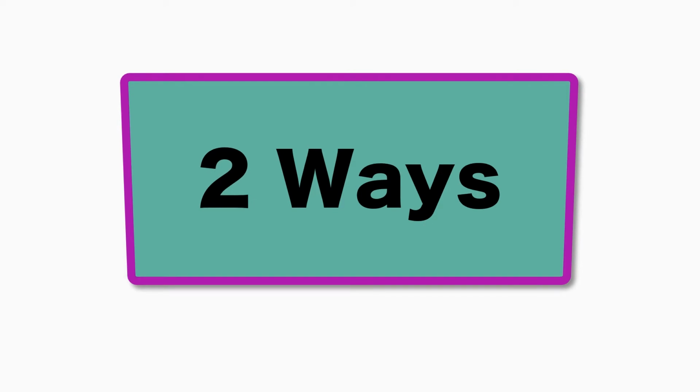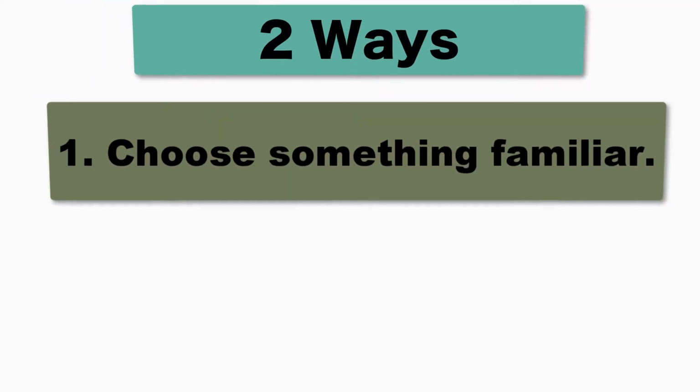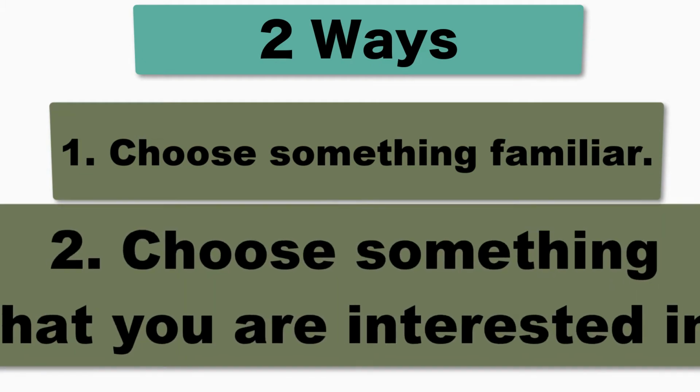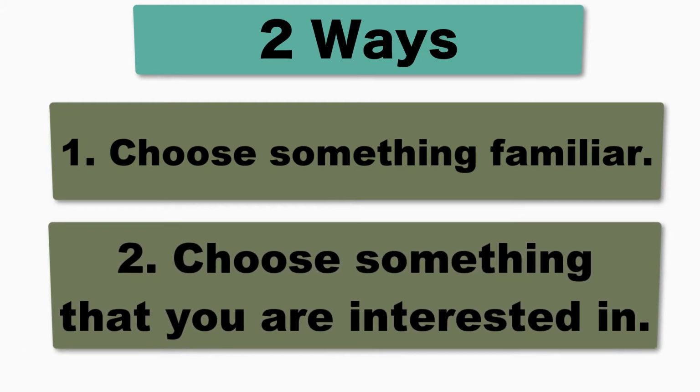Step 1. Choosing a topic. There are 2 ways that you can choose a topic to write about. You can choose something familiar, or you can choose something that you are interested in and want to learn about. By choosing a topic, you can raise your interest to write your essay.